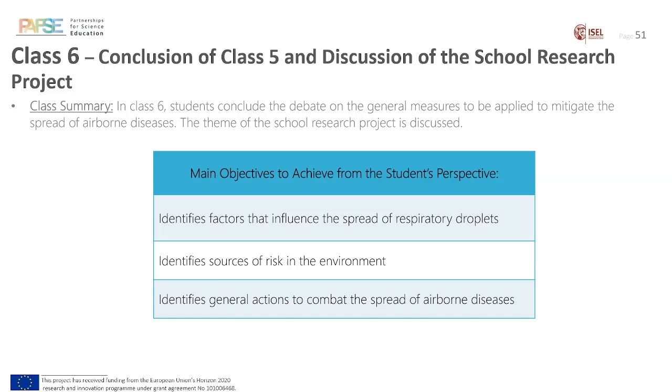In terms of class 6, this is what we have defined for class 5: the debate and the discussion about the results that students produced in the worksheets and what they analyzed in the videos of classes 3 and 4. Then in class 6, students should conclude the debate, because there can be some activities to develop in class 5, so we have some time in class 6 reserved for the conclusion of class 5. Then the debate on the general measures to be applied to mitigate the spread of airborne diseases should be conducted, and the theme of the school research project is discussed in class 6.